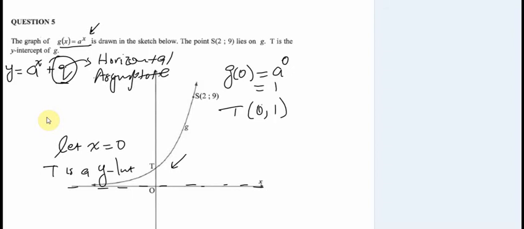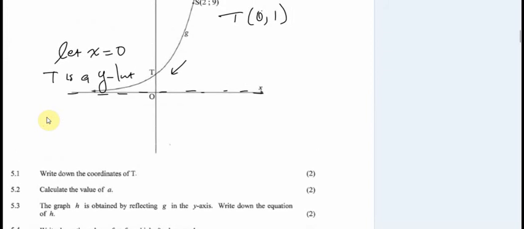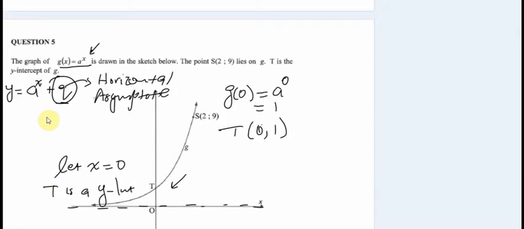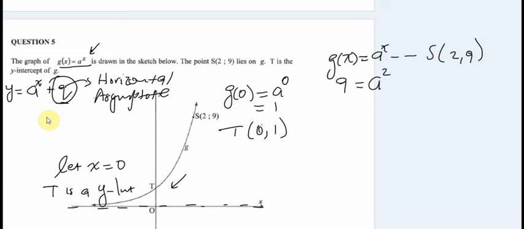Okay, so now let's go to the second question. For the second question, we are required to calculate the value of a. And for the value of a, we need what? The point. So we have g of x being equal to a exponent x. And if we substitute a point s, which is (2, 9), we have 9 equal to a exponent 2, or a squared. So a is equal to 3, because if you root both sides, you get 3.